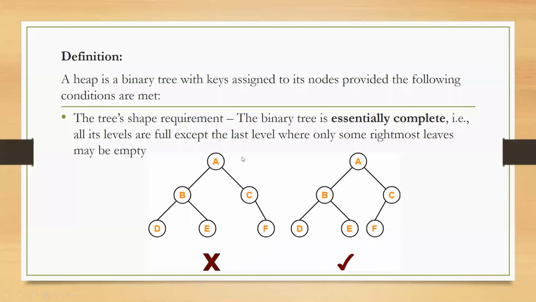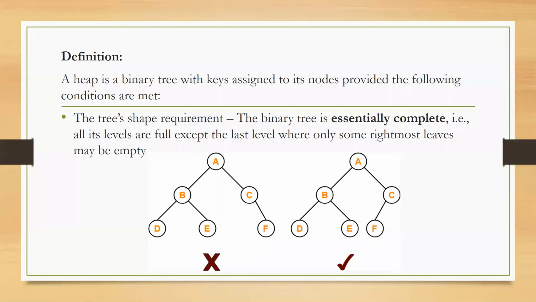A heap is a binary tree with keys assigned to its nodes provided the following conditions are met. A heap is nothing but a binary tree. Binary tree means a node can have either 0, 1 or 2 children. So that we call it a binary tree. And it tells that it must not just be a binary tree, but apart from that, it should satisfy some conditions. There are two conditions for a heap.